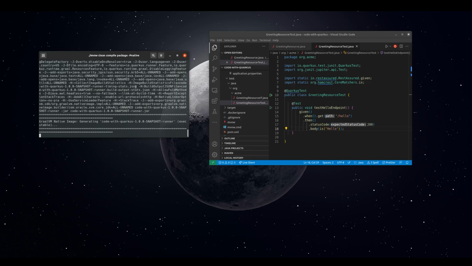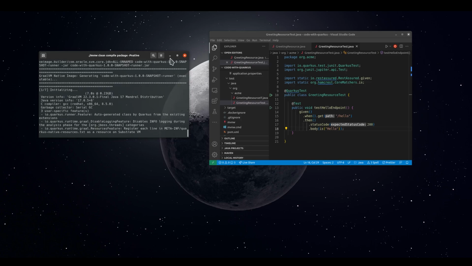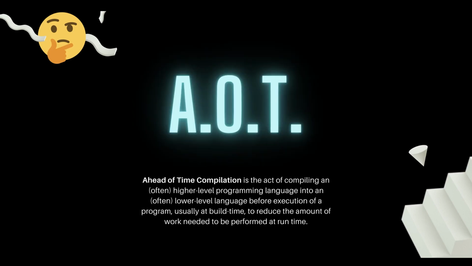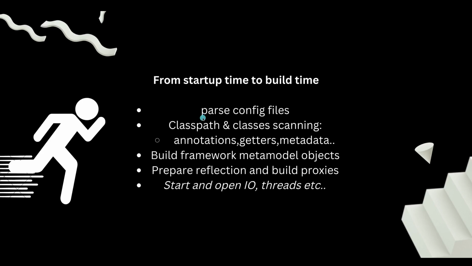Now I would like to talk a little bit more about this process. So the big question is, how does Quarkus reach these crazy performances? The answer is AOT. What is AOT? It is ahead of time compilation. Ahead of time compilation is the process of moving as much as possible to build time rather than have it at startup time.